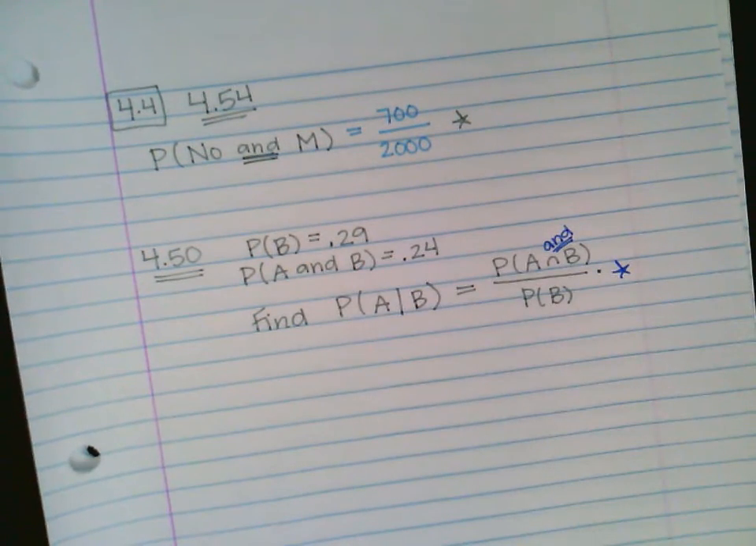Okay, that means and. So you're just going to do that division there, but I wanted to make that connection to the 4.3 data table.